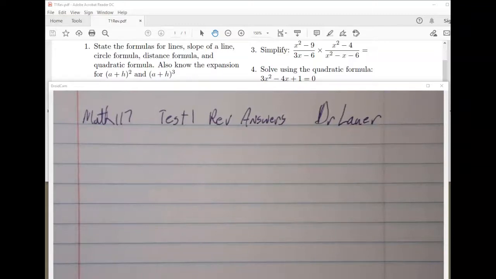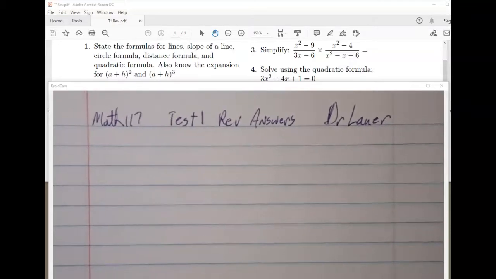So the first question says to state the formulas. I won't ask you to state them on the test, but you have to know them in order to use them. You may not use these on a cheat sheet during the test, so make sure you have these memorized. So the first formulas are the formulas for a line, the slope of a line, and the circle formula.